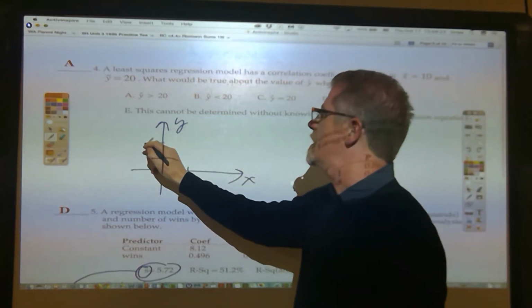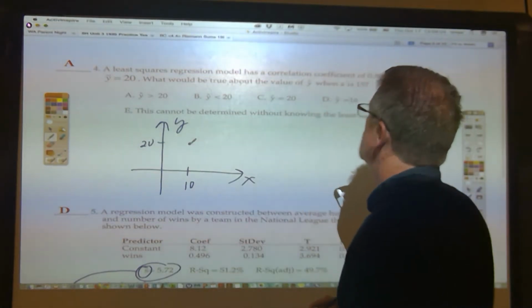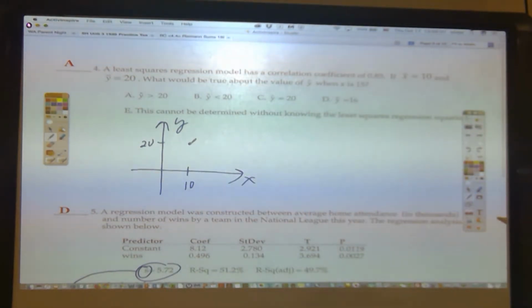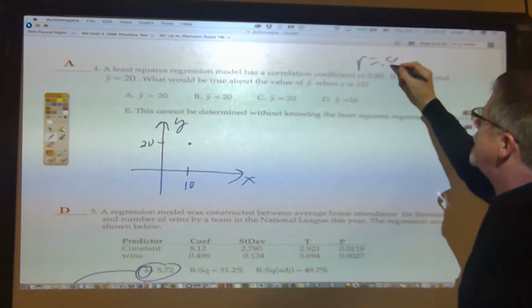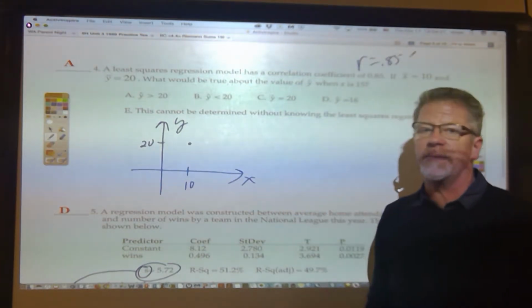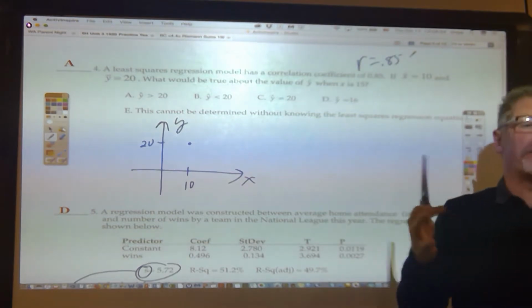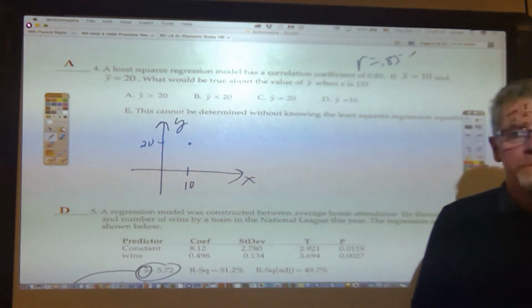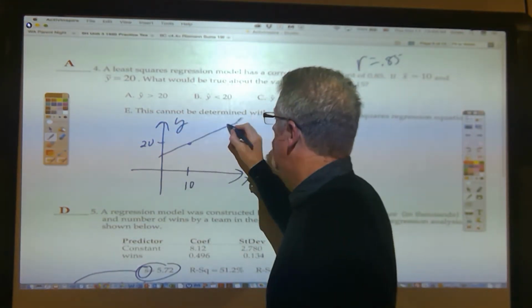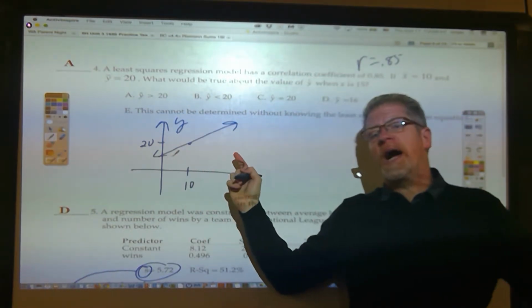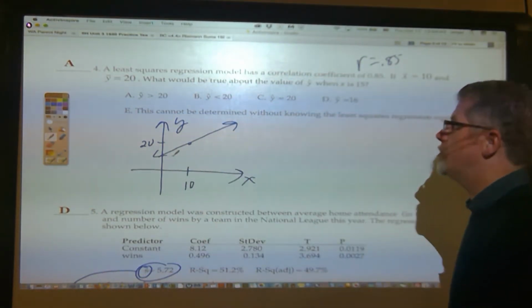So plot the point 10 comma 20. And we also know that r is 0.85. That tells us something about the slope of the line of best fit. Because r is 0.85, will the slope of the line of best fit be positive or negative? It will be a positive slope. So draw a line of best fit with positive slope that passes through the point 10 comma 20.